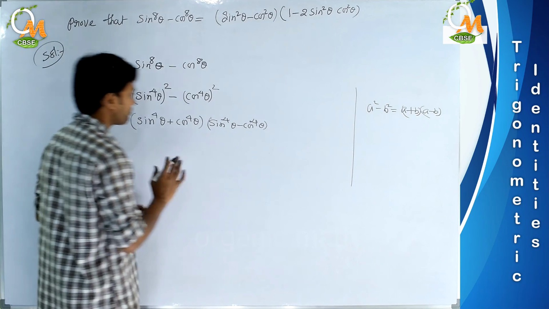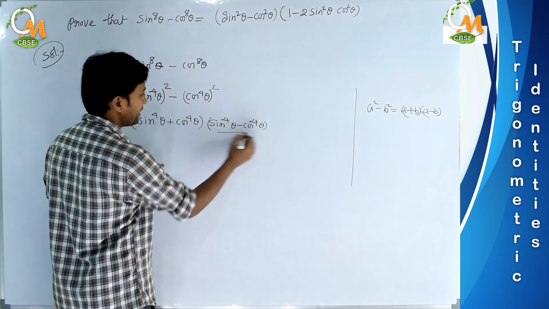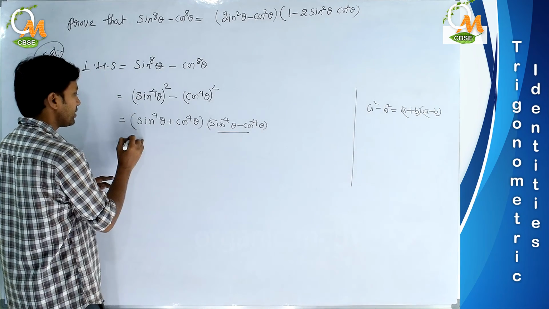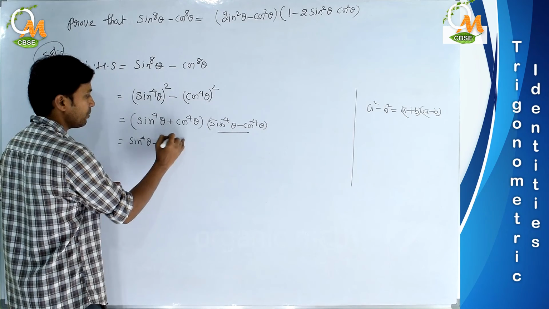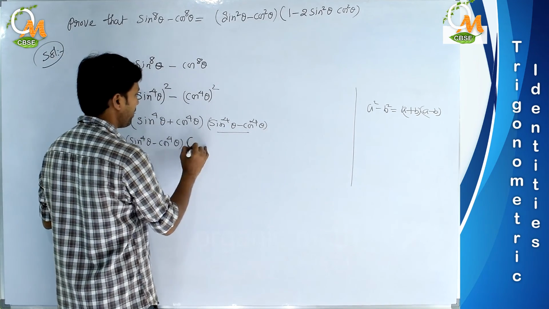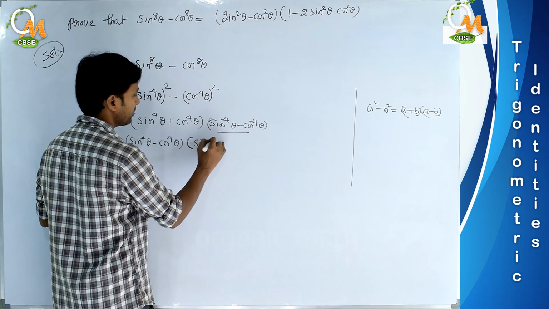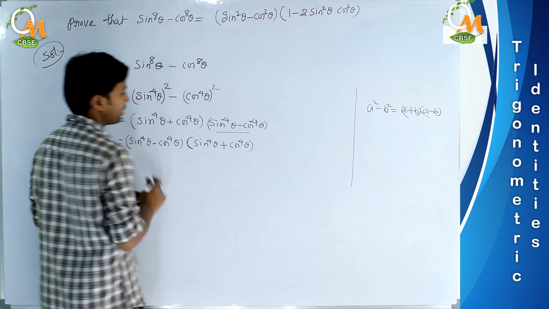Now let me do some rearrangement here. Let me write this first and this second. Sin to the power of 4 theta minus cos to the power of 4 theta I wrote first, and then sin power 4 theta plus cos to the power of 4 theta I wrote next.